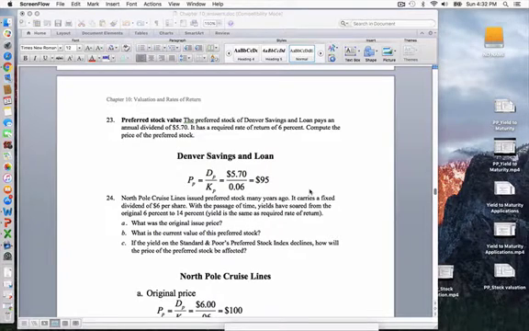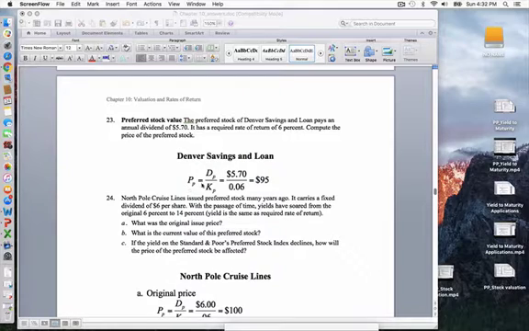Hi, let's work on some applications on stock valuations now. Preferred stocks and common stocks. Let's see number 23, that's pretty easy. We have these preferred stocks that pay annual dividends of $5.70, required rate of return 6%. Compute the price of the preferred stock.